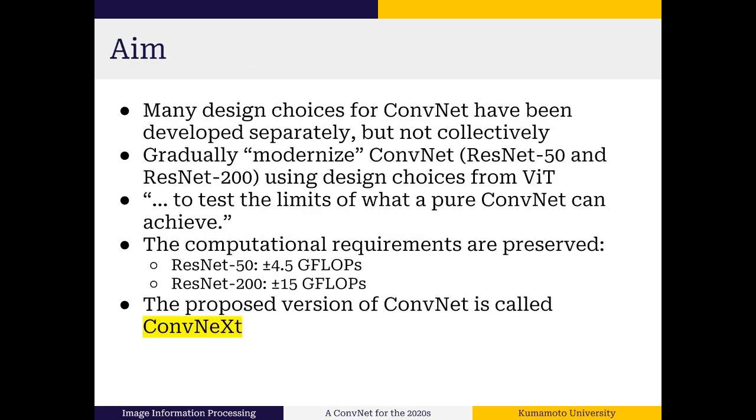There have been many design choices for ConvNet developed separately, but not collectively. So, the aim of this paper is to gradually modernize ConvNet, particularly ResNet 50 and ResNet 200, by applying different design choices adapted from ViT, and as mentioned in the paper, to test the limits of what a pure ConvNet can achieve. While modernizing the ConvNet in a step-by-step fashion, the computational requirements are preserved for both ResNets, and the proposed version of the ConvNet is called ConvNeXt.